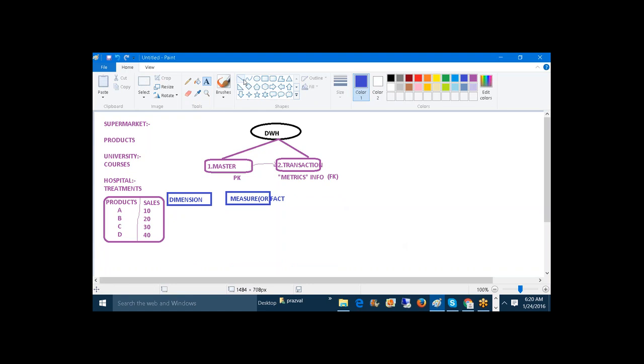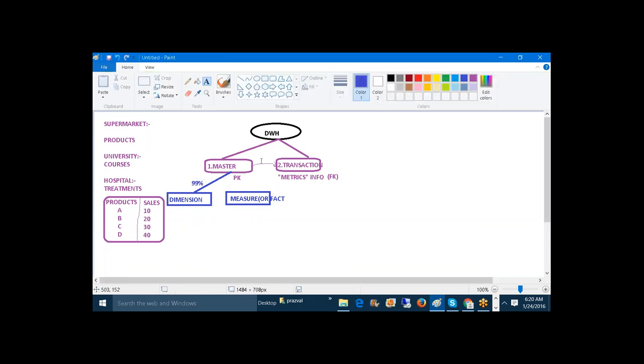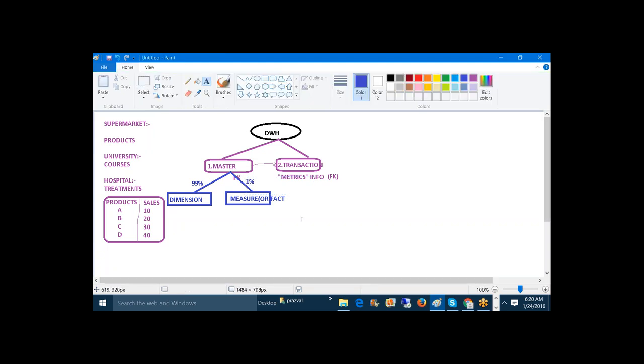The chance of using master as a dimension is 99%. In 99% of cases, we will use master as a dimension, and in 1% of cases, we will use master as a measure or fact. So in other words, master is nothing but a dimension.